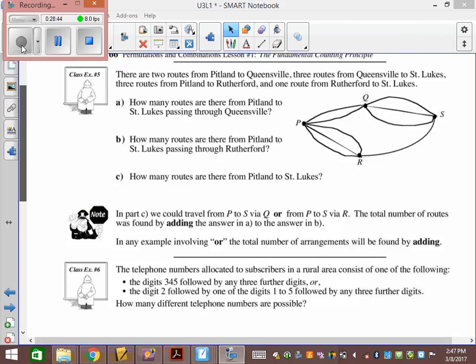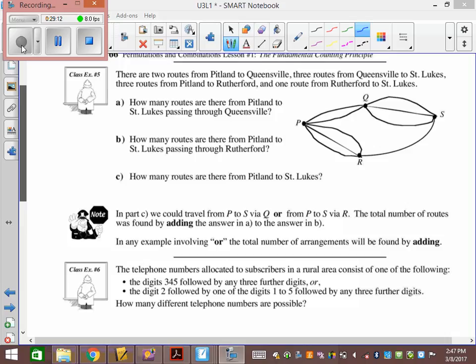Following, example 5. There are 2 routes from Pitland to Queensland, 3 routes from Queensland to St. Luke's, 3 routes from Pitland to Rutherford, and 1 route from Rutherford to St. Luke's. How many routes are there from Pitland to St. Luke's passing through Queensville? So we could physically count these. We could go, okay, I go this route, then this one. So that's 1, 2, 3, 4, 5, 6. We could count it that way.